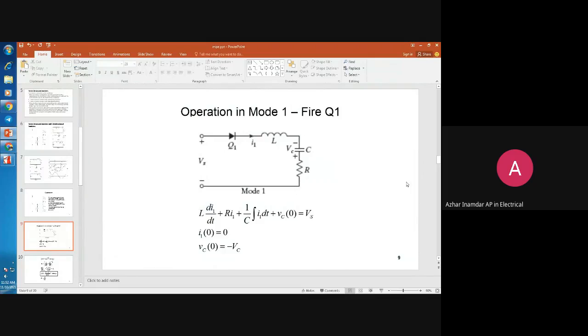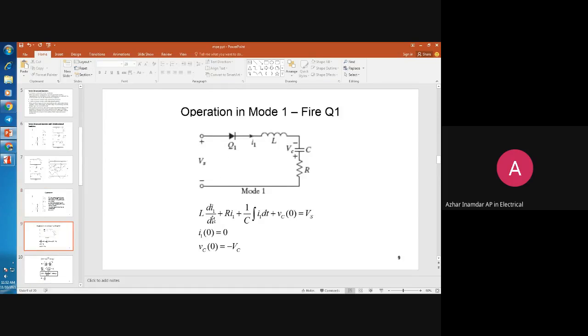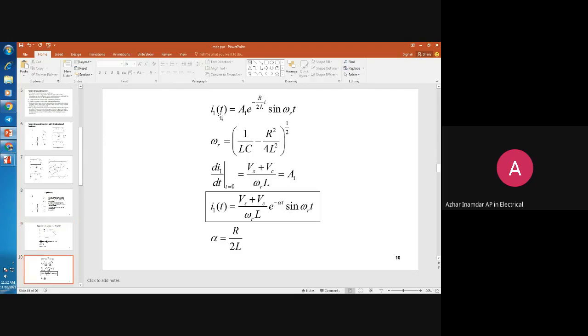So these are the initial conditions. i1 should be 0 at time 0, and the voltage across the capacitor is minus Vc at time 0. This circuit is underdamped. So this equation should be solved by using the Laplace transform to find the current i1 of t. After applying the Laplace transform, it can be written as i1 of t equals A1 e to the power minus R upon 2L t sin omega r t.